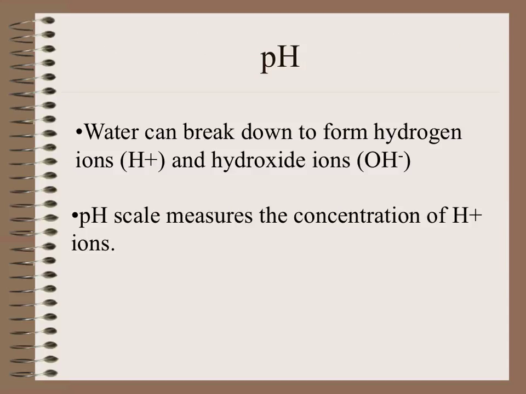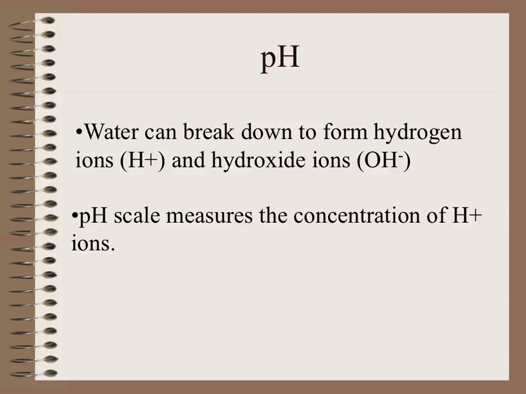Now, water has the ability to decompose. When it decomposes or breaks down, it forms two types of ions, a positive ion and a negative ion. The positive ion is called the hydrogen ion. The negative ion is called the hydroxide ion, and there are the abbreviations in parentheses. Hydrogen ions are abbreviated H+. Hydroxide ions are abbreviated OH-.